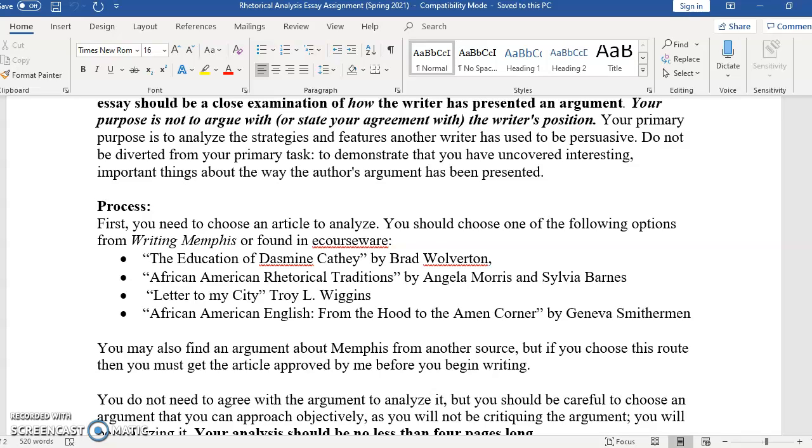Okay, so the first thing that you need to do is you have to pick one article with which you can analyze. All right? All of these articles that are listed as bullet points can be found in Writing Memphis. Okay, The Education of Desmond Cathy, African American Rhetorical Traditions, Letter to My City, African American English from Hood to the Amen Corner. Okay, now there are other readings that you can choose to analyze, but if you do so, then you need to get that article approved by me first before you begin writing. There is no right answer. You can pick whichever one you want. Just make sure that you are able to analyze what the person is arguing.